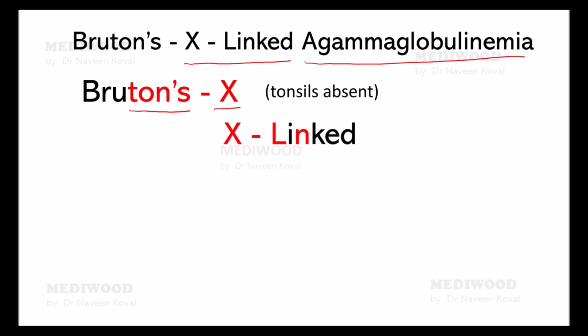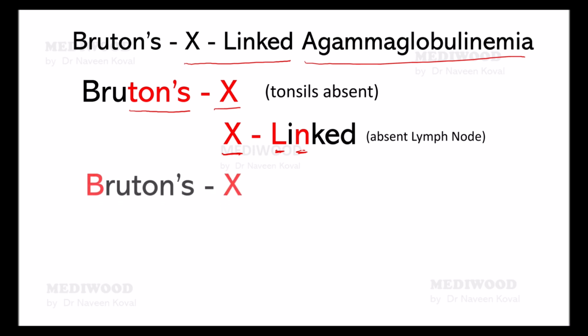Another point that you can think of is X-linked. I already told you one point about the X-linked, that it's transmitted as an X-linked recessive disorder. Another point that you have to remember is that the word X-linked has that L and N. That means the lymph nodes will be absent. So the absent lymph node is another finding that you will get in a case of Bruton's X-linked agammaglobulinemia. So tonsils are absent, lymph nodes are absent, antibodies are absent, and it's an X-linked recessive condition.